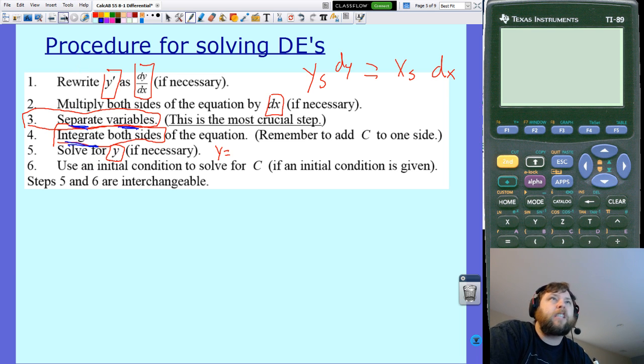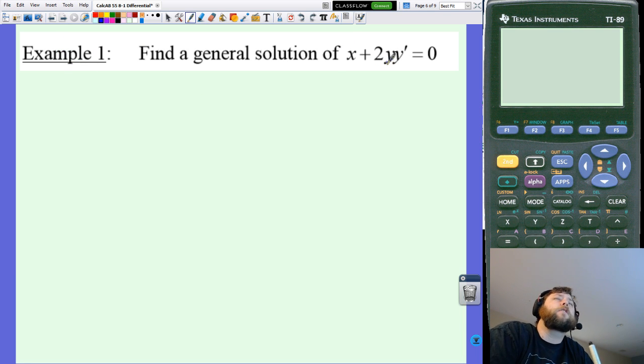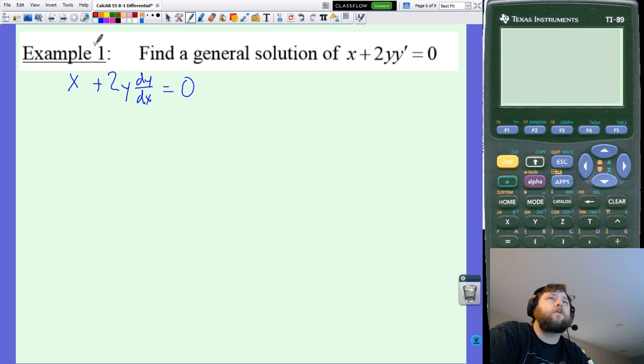Let's see some examples of that. Here's one of those that popped up earlier: x plus 2y y prime equals 0. For the first step, I'm going to change it to dy dx. So x plus 2y times dy over dx equals 0. Now, do whatever algebra you have to do to get to the solution you want.